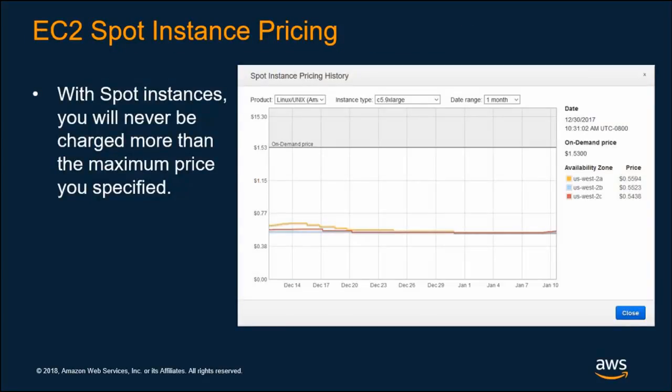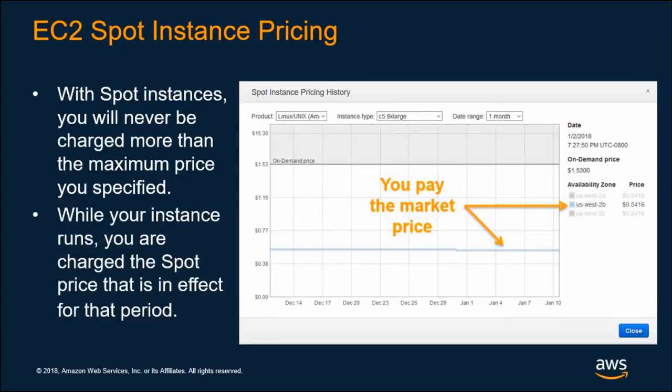So with spot instances, you'll never be charged more than your maximum price. And while your instance runs, you are going to be charged the spot price that's in effect for that period. So again, in this scenario, even if we bid $1.53, the on-demand price, you would pay the blue line, 54 cents for that instance. Doesn't matter what you bid, doesn't matter if you don't bid or if you do bid, everybody pays the current going rate.